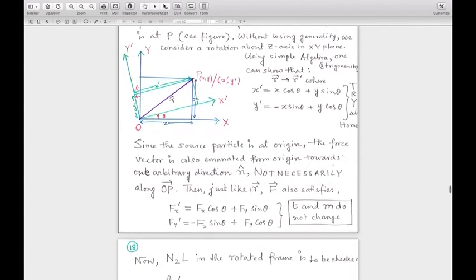Okay. Now, since the source particle is at the origin, that means at O, the force vector also emanates from the origin because the source particle is responsible for the force.